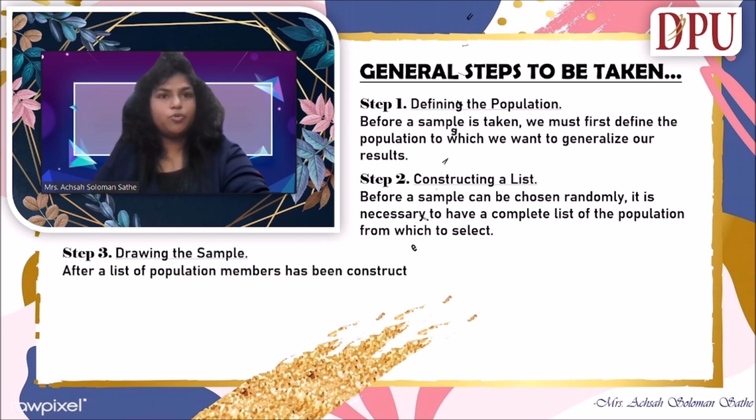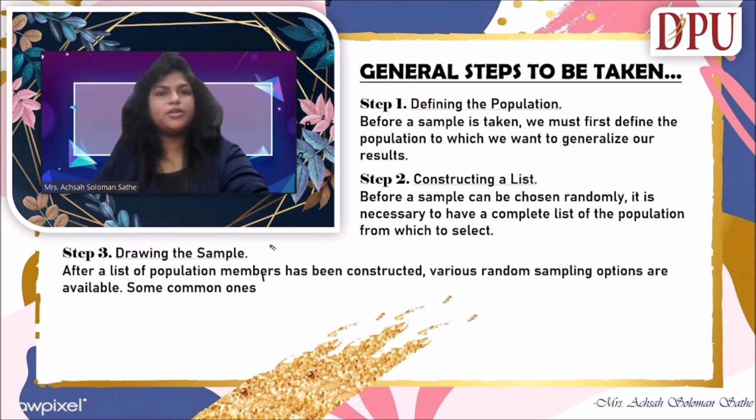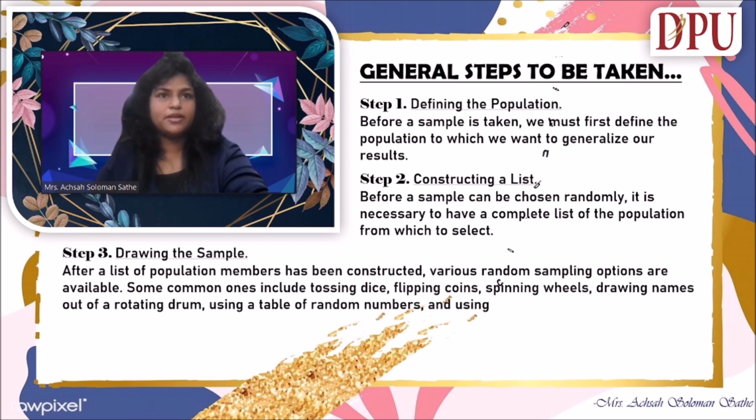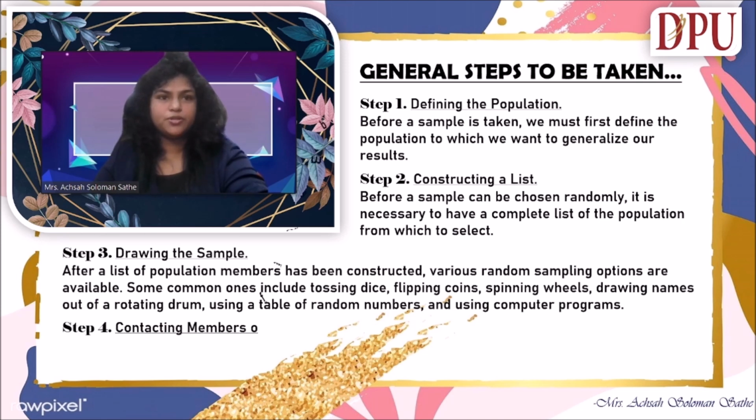Now, third step is drawing the sample itself. After a list of population members has been constructed, various random sampling options are available, correct? Some common ones include tossing dice, flipping coins, spinning wheels, drawing names out of a rotating drum, using a table of random numbers, and using computer programs. So here it's really fun, right? A fun way of selecting the elements that you have in your list to be a part of your sample. So that's just random sampling, alright? But for sure, the people that you pick out will be actual representatives of the population.